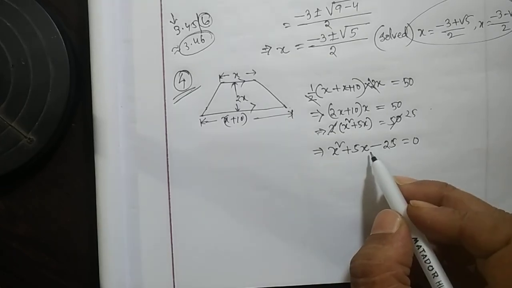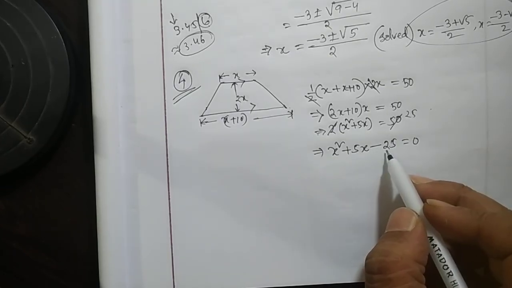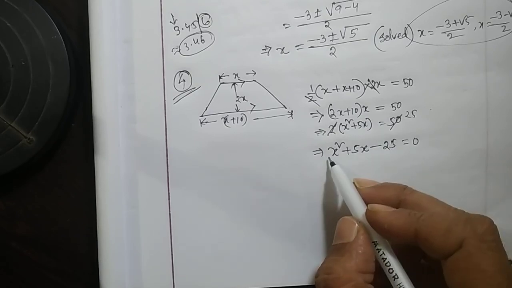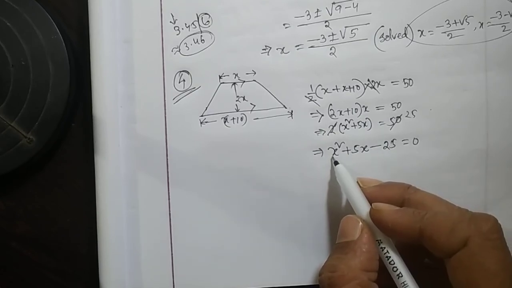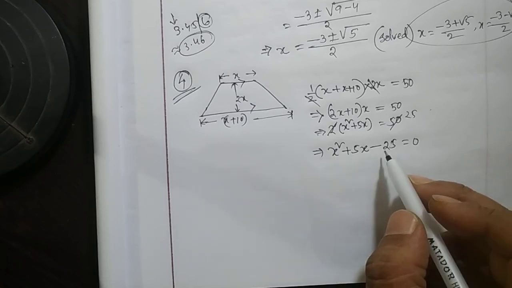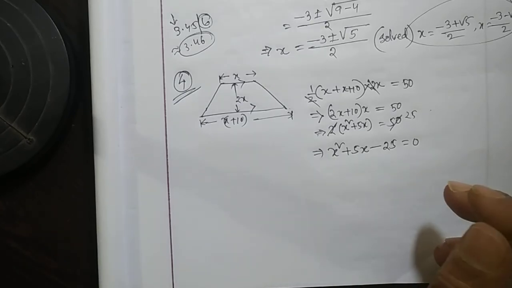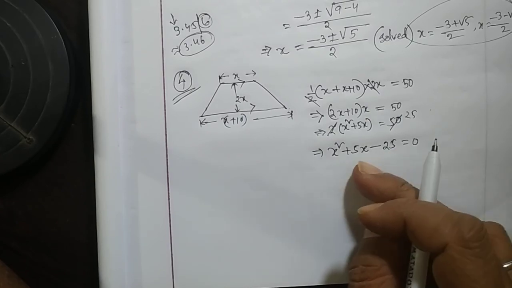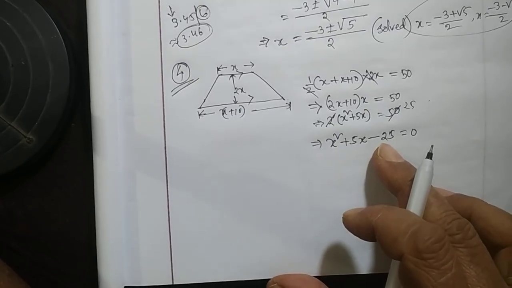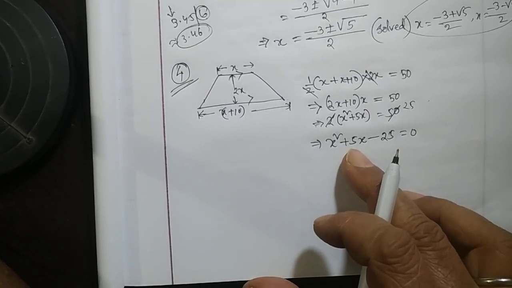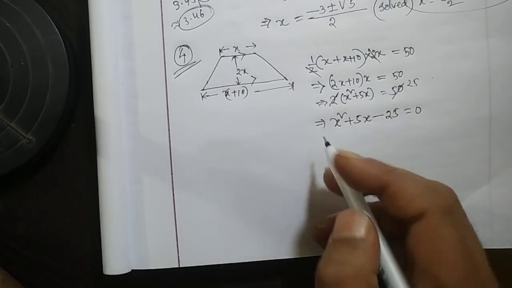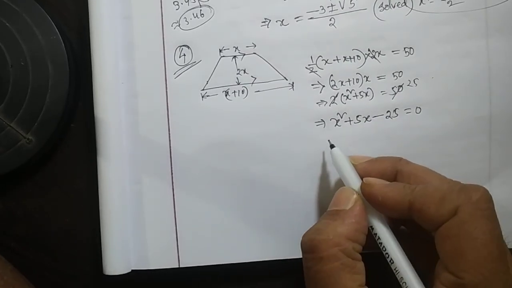Now check whether we can factorize the left side using the middle term breaking method or not. So 1 multiplied by minus 25, that is minus 25x square. It has 5 as a factor, and 1 and 25. So it is not possible actually to use the middle term breaking method. So now we have to go with the general equation.